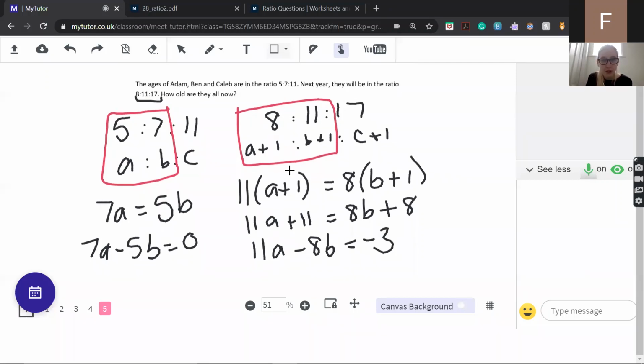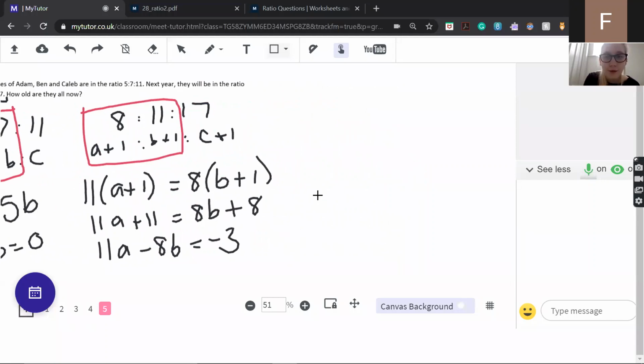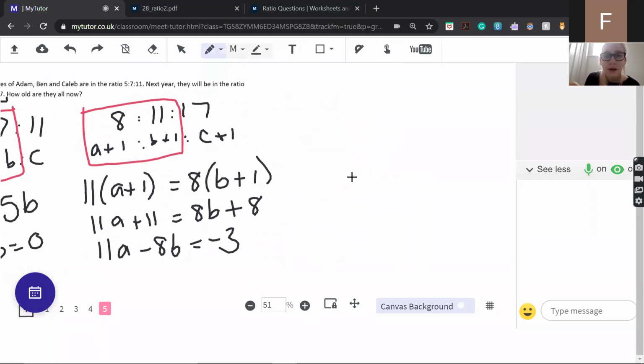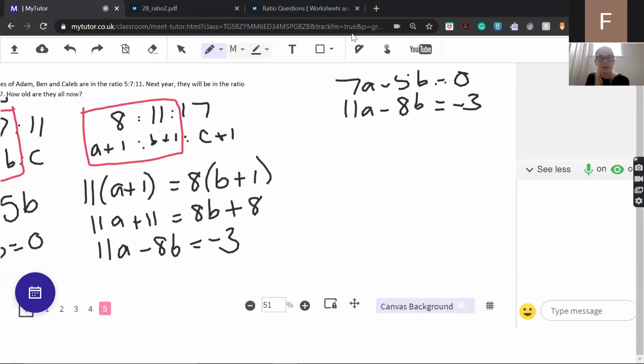So now we've got these two simultaneous equations to do. So I'm going to write these out. So 7a minus 5b equals 0, and 11a minus 8b equals minus 3. So hopefully people are still following this.